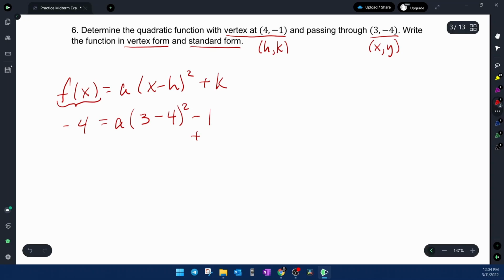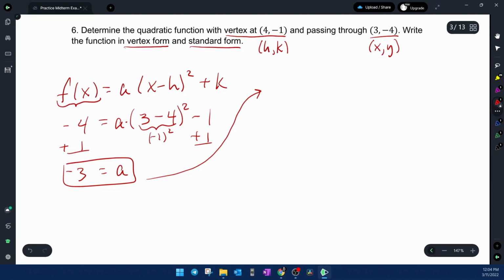Okay, so adding 1 to both sides gives us negative 3. 3 minus 4 is negative 1. But negative 1 squared is 1. 1 times a is a. And so there we have our value for a.